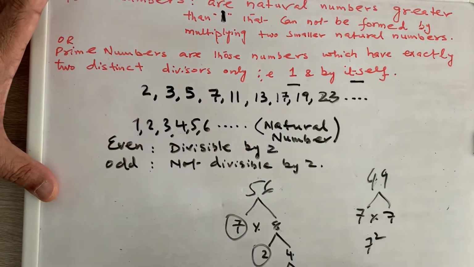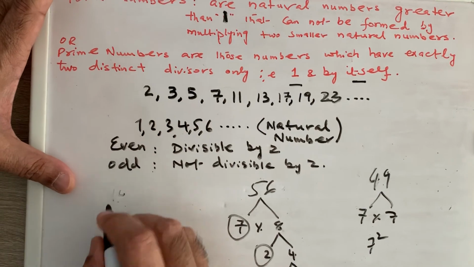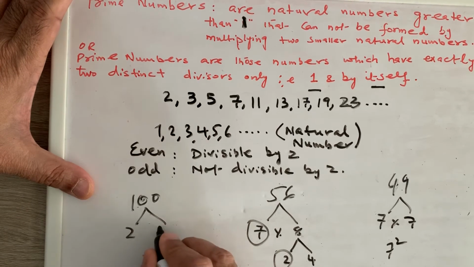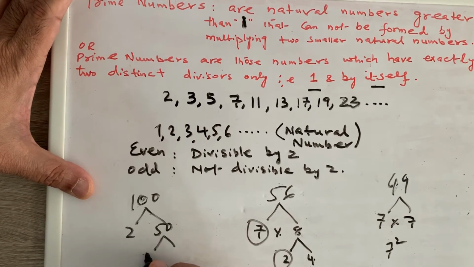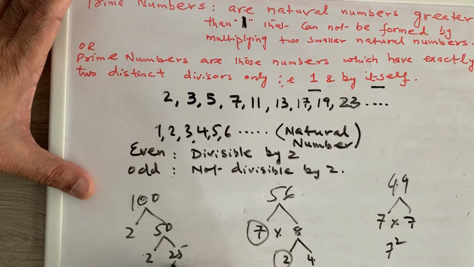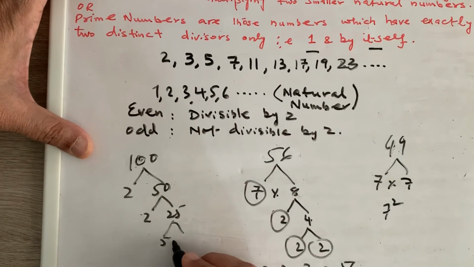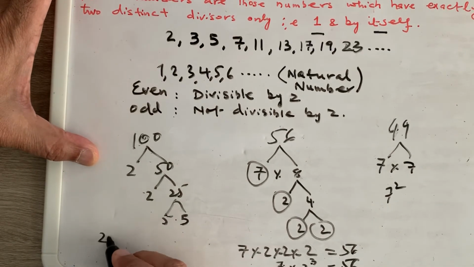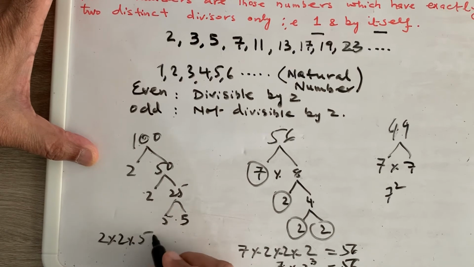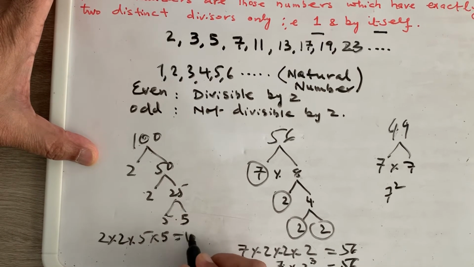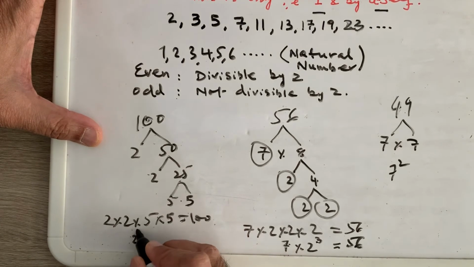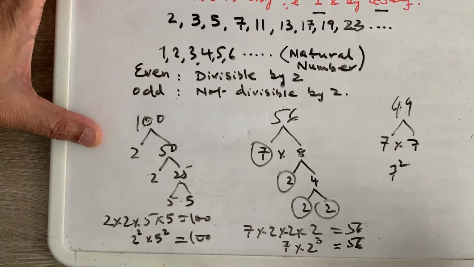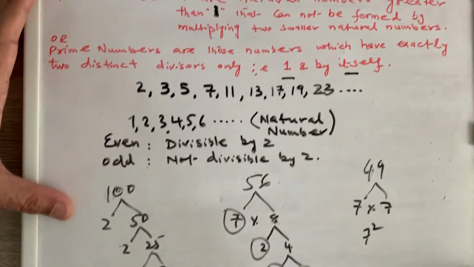So you can have many more examples. Maybe factorize 100. 2 times 50 is 100, then 2 times 25 is 50, and then 5 times 5 is 25. So the prime factors are 2 times 2 times 5 times 5, which equals 100, or you can rewrite it as 2 to the power 2 times 5 to the power 2. This is also 100. So in any case, it comes out as 100 if you multiply.